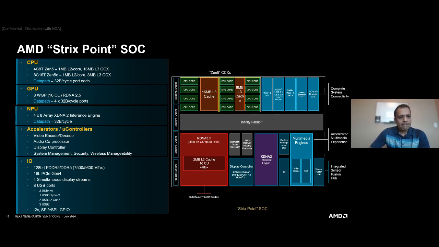And then as you look towards the IO, again, 128 bits of LP5 D5 combo, 7,500 megatransfers per second on LP and 5,600 on D5. 16 lanes of PCIe Gen 4.